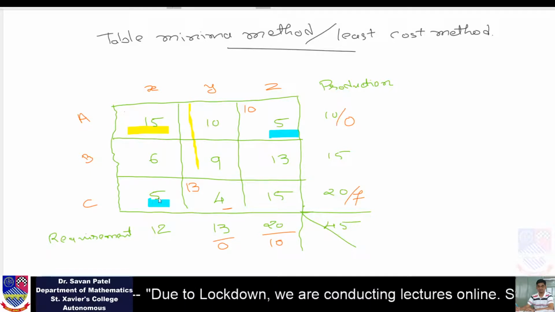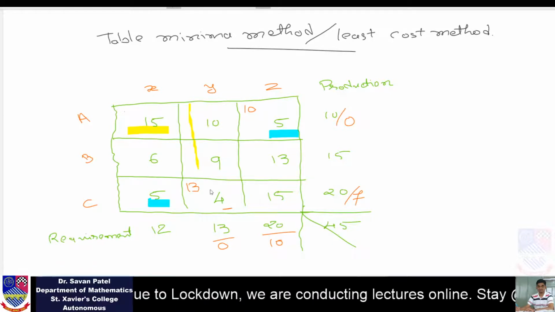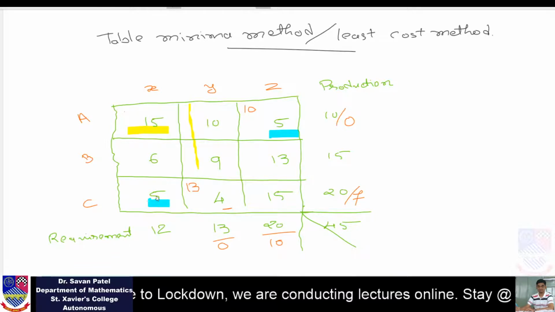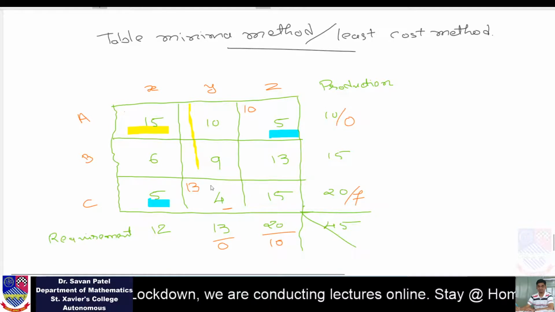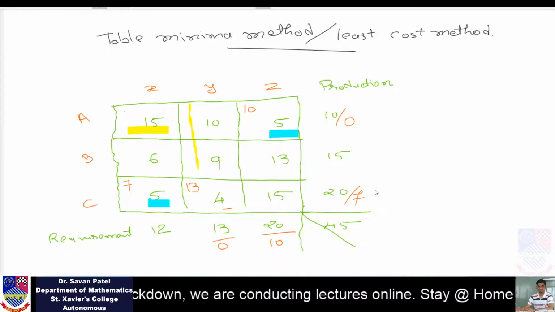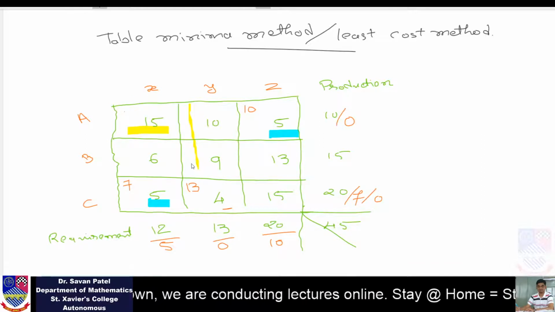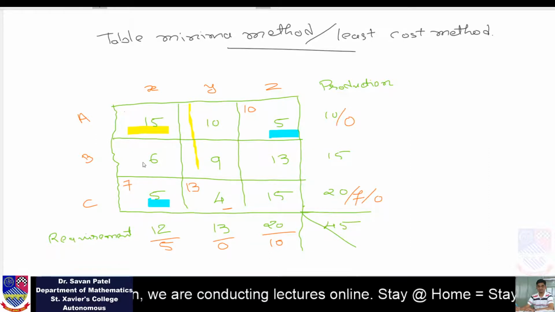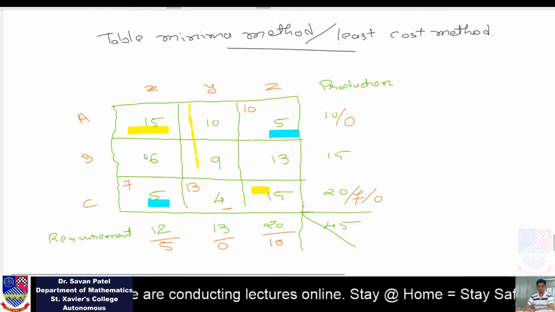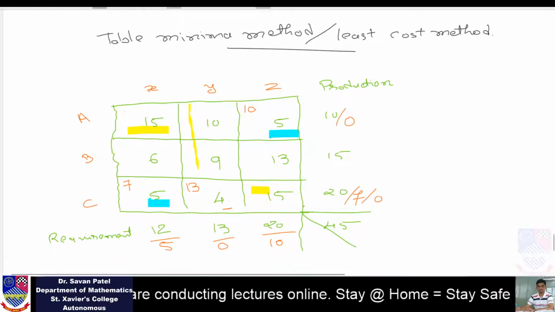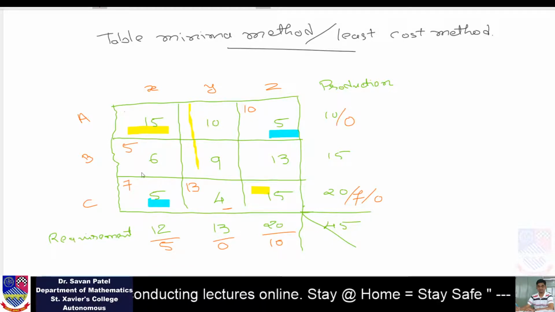Now we are left with a table of 1, 2, 3, 4 cells. From that, the minimum is 5. So now we will allocate whatever is possible, that is from 7 and 12, the possible allocation is 7. So we will allocate 7 here. So we are left with 0 here and we are left with 5 here. Because this is 0, this row is removed. Now we are left with 6 and 13, so the minimum of 6 and 13 is 6. So we will allocate whatever is possible there, so it is 5.